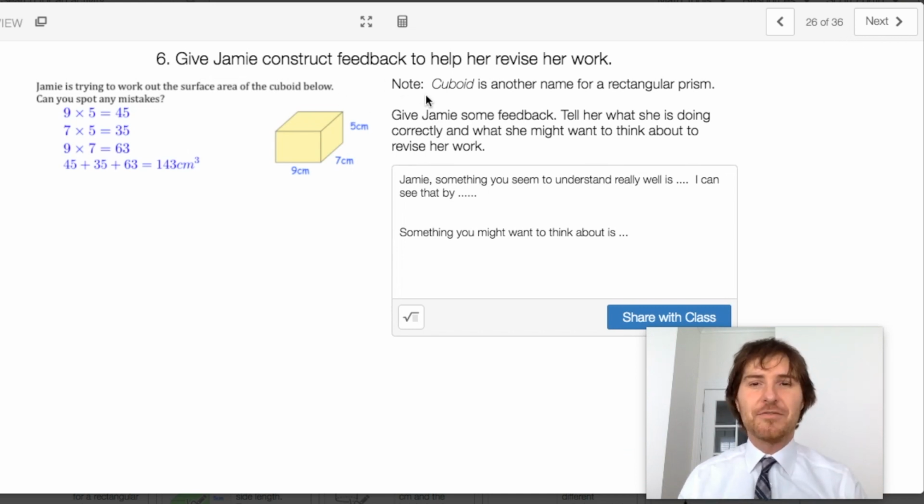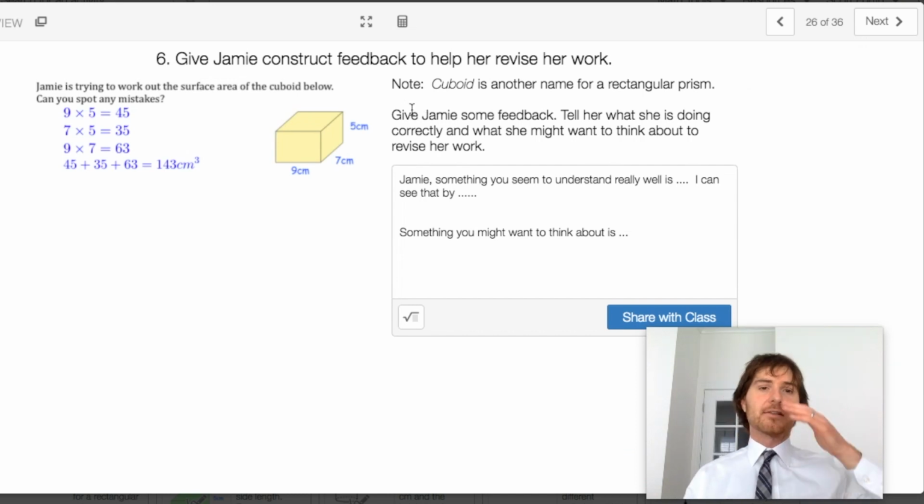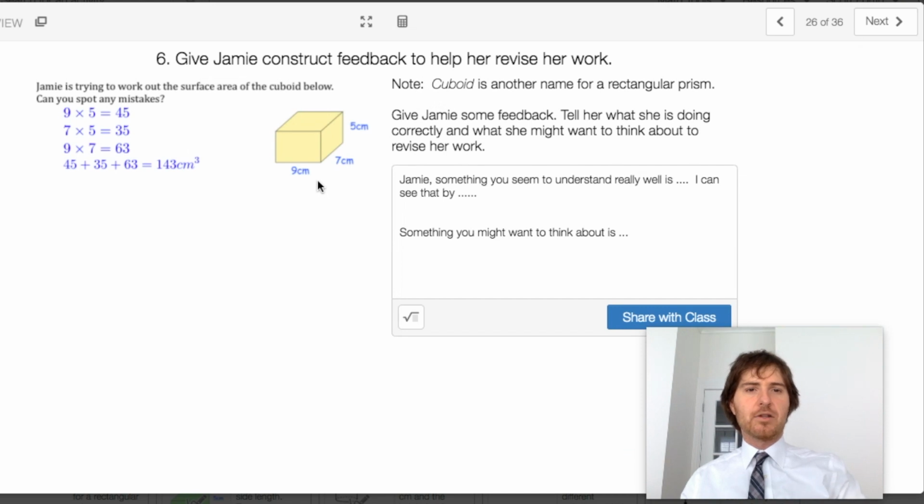Give Jamie constructive feedback to help her revise her work. Oh, that's nice here. Let's help out Jamie. I had Jamie last year in Algebra 1. Yeah, lovely person. So anyways here, I don't know if it's the same Jamie. What are we talking about here? Jamie's trying to work out the surface area of the cuboid below. Can you spot any mistakes?